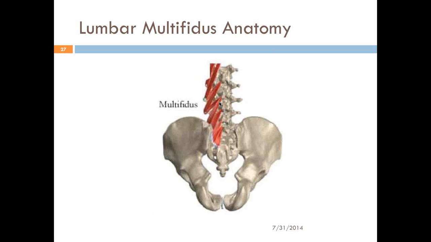So you can give them the corset, but make sure that the patient doesn't get reliant on the corset, and make sure that they're intermittently taking it off and contracting their multifidus in the meantime, so that they're getting some stabilization from their own local system rather than using some external system.